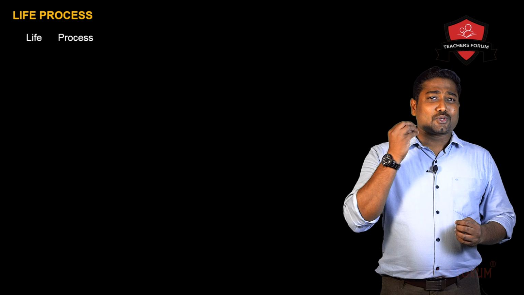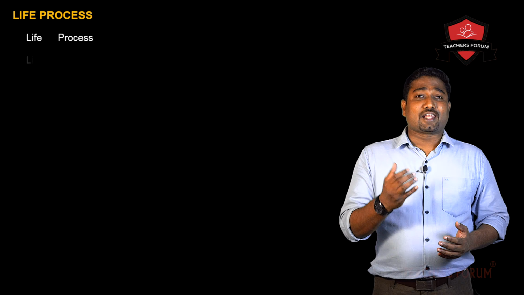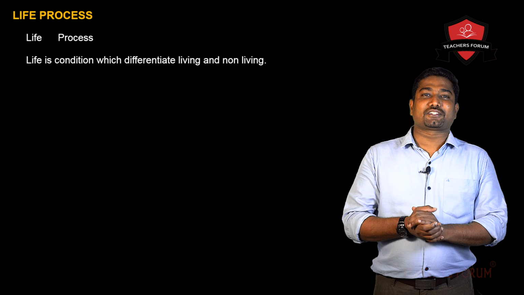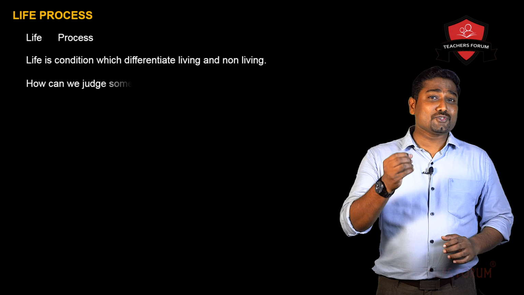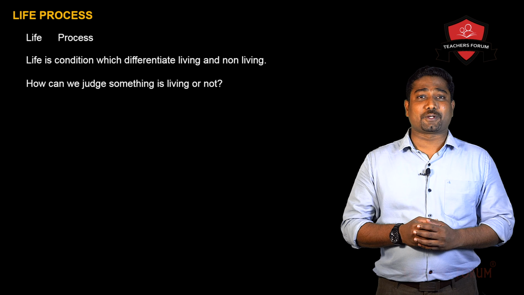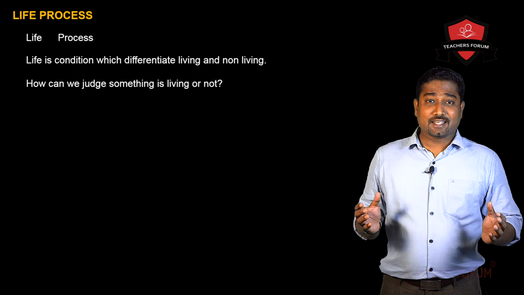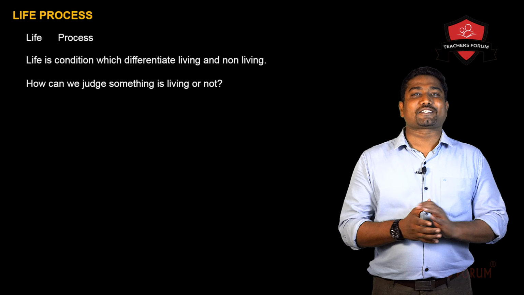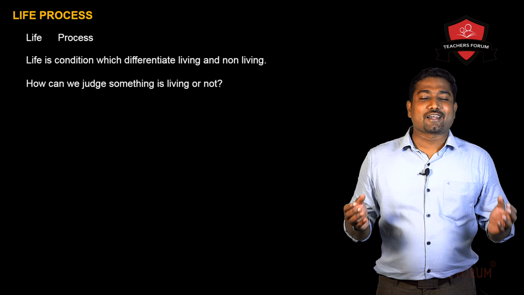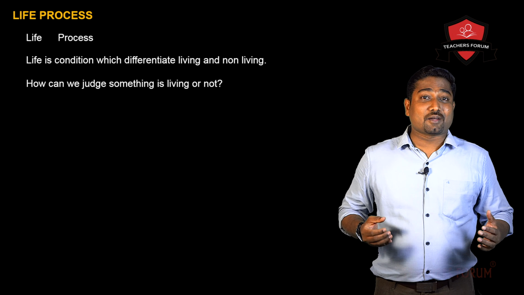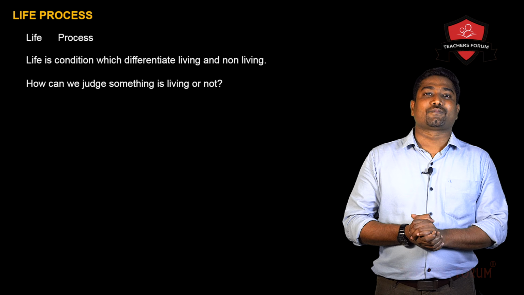Take the first word as such, life. So life or living is a condition which differentiates between living and non-living substance. How can you judge something is living or not? If you see around, you could categorize the things that you see around into two main classifications. One is living and non-living substance. So again, I'm asking the same question to you. What actually helps you to judge which is living and non-living?